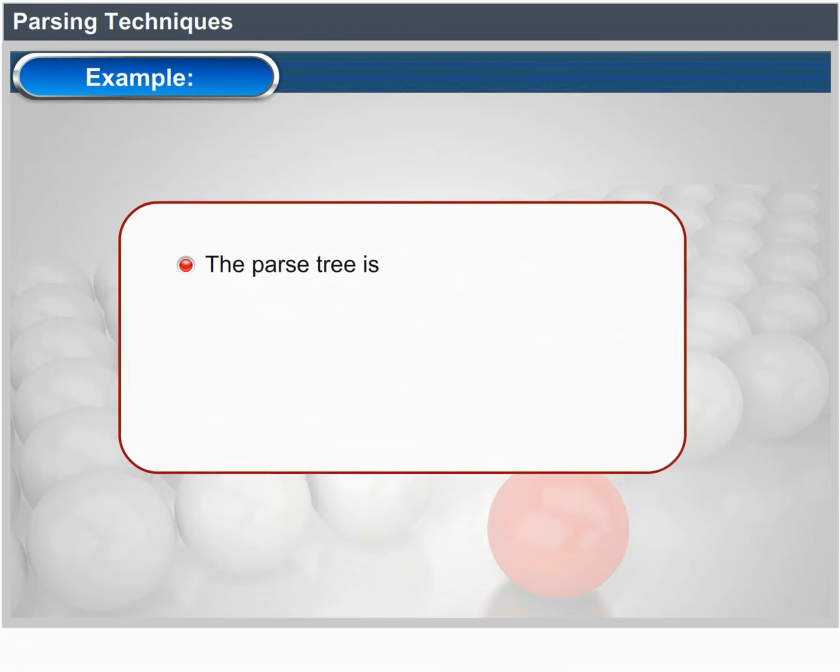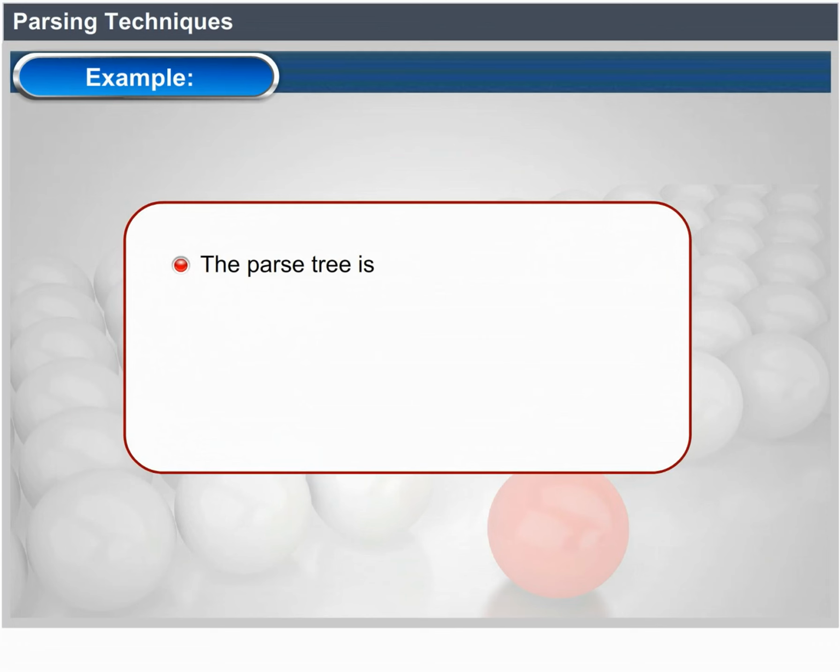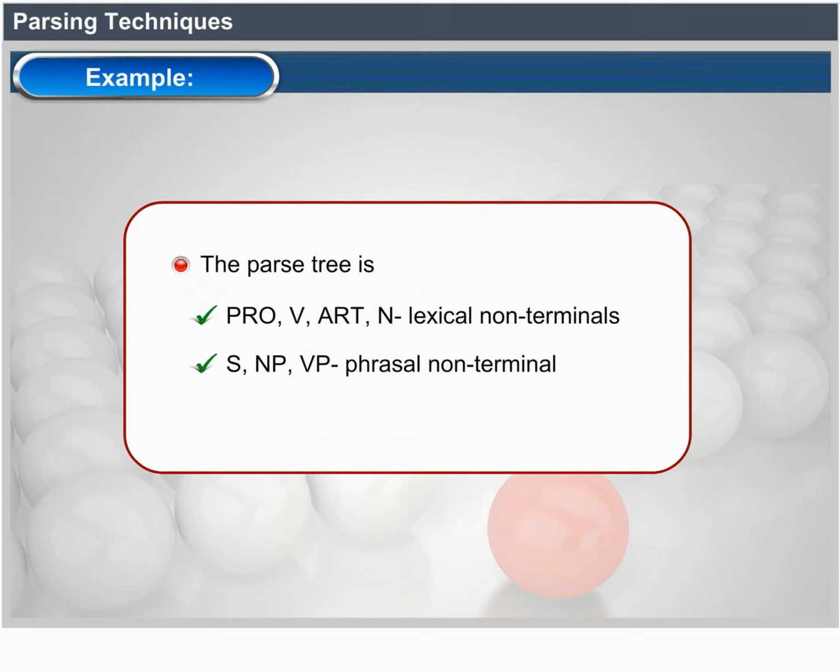The parse tree is: pro, V, art, N, the lexical non-terminals. S, NP, VP, the phrasal non-terminals. He, ate, the, puri, the words or terminals.